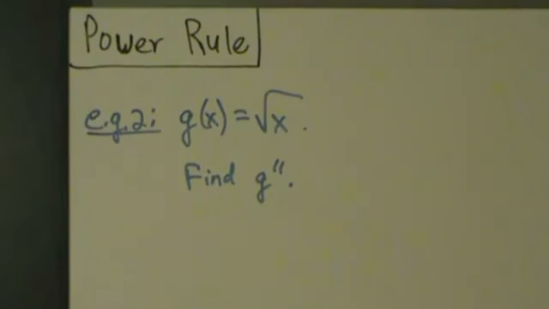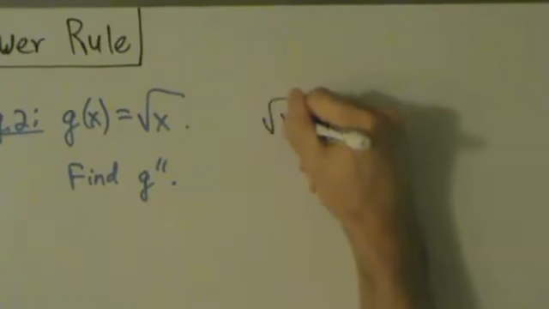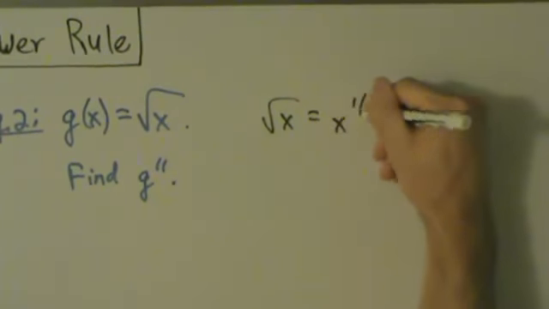Alright, so here's example 2 with the power rule. We have g of x equals the square root of x. Now we want to find g double primed. So square root of x, how does that apply to the power rule? Well, remember square root of x, that's just the same thing as x to the 1/2, right?